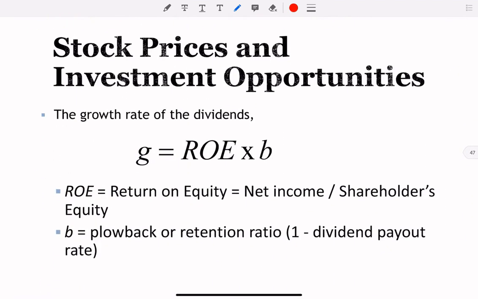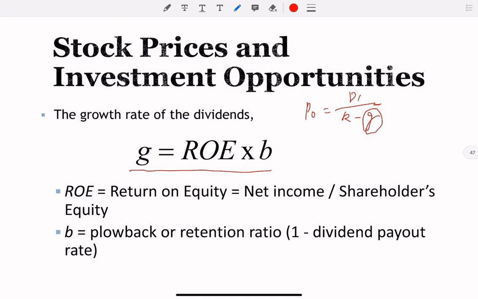Now, after introducing this plowback ratio, we can give a formula for how to calculate the growth rate of the dividend. Remember that if you want to calculate a stock's intrinsic value, you have to know this G, the constant growth rate. So how do you estimate G? This formula tells you that the growth rate equals return on equity times the plowback ratio.